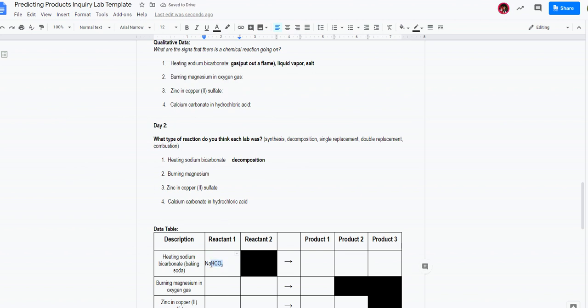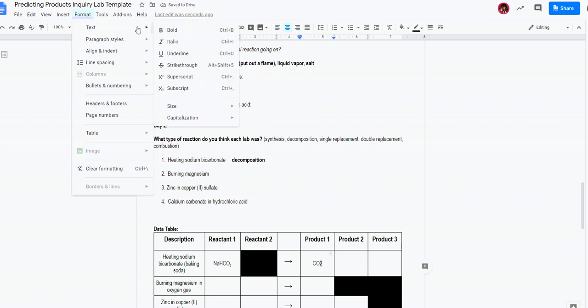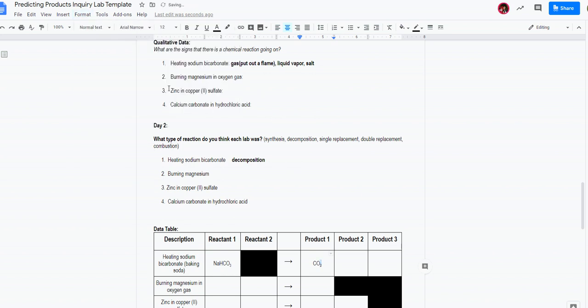Well, there's a gas coming out of there which puts out a flame. So I'm going to guess that that's probably CO2. If it would have exploded, it would have been hydrogen gas. If it would have lit up the flame, it would have been oxygen. So I'm going to guess it's CO2. And then I've got a second product. Well, I've got a liquid vapor. Most likely that's probably just good old water. So let's put H2O down there, right?